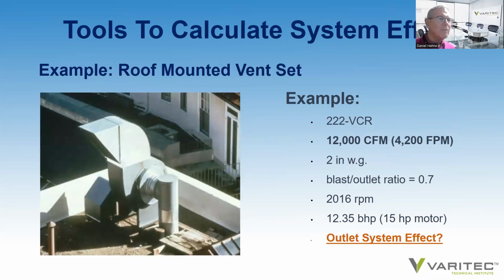Let's look at a roof-mounted vent set or utility vent set. We're going to look at an example here of a fan that is a Penberry 222 VCR utility vent set designed to provide 12,000 CFM at 2 inches of static pressure. The outlet velocity of this fan is 4,200 RPM, and I'll ask that you remember that value when we apply the system effect fan chart. The blast to outlet ratio of the fan is 0.7. The fan speed itself is 2,016 RPM with an operating brake horsepower of 12.35 brake horsepower.